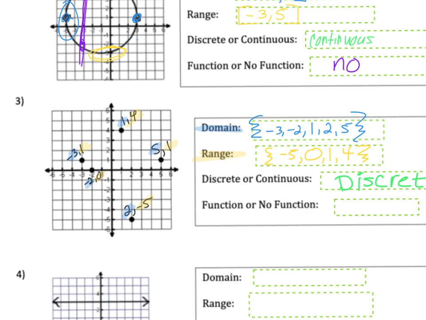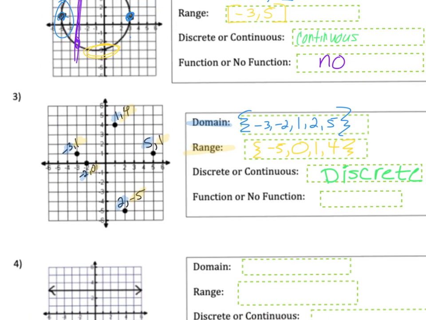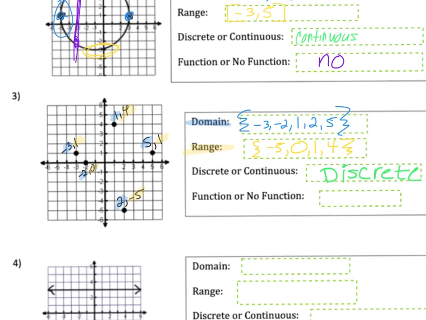And then whether it's a function or not, it's kind of easier to see in my opinion when you've got coordinates. You don't have any two coordinates that are stacked on top of each other. So if you draw a vertical line anywhere in this graph, you're only going to hit one coordinate at a time. So that would be a yes. This one is a function.